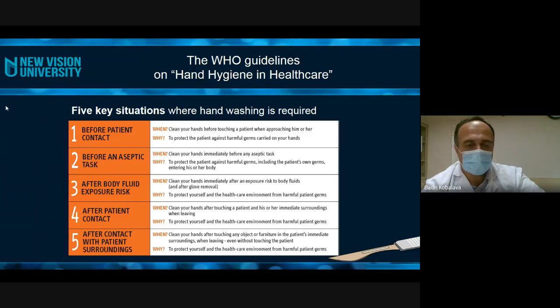So before patient contact, before any aseptic task like injection, for example, after exposure risk of the body fluids, any fluid, after contact of the patient, and after the contact with patient surroundings. For example, stool at the wards, or maybe cushion of the patient, or bed of the patient, anything.